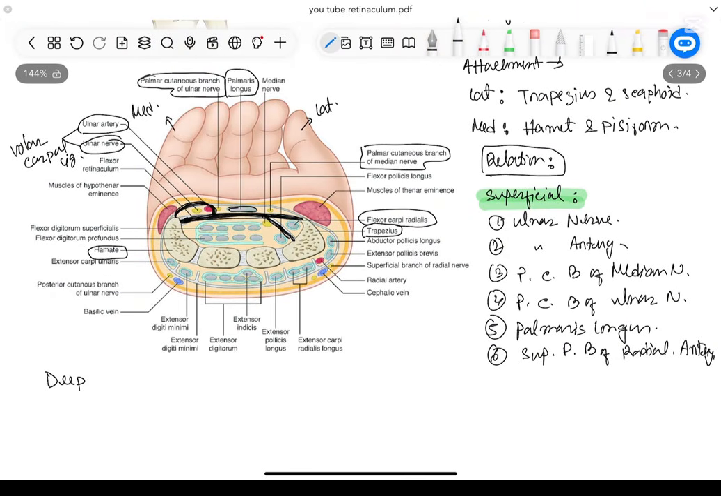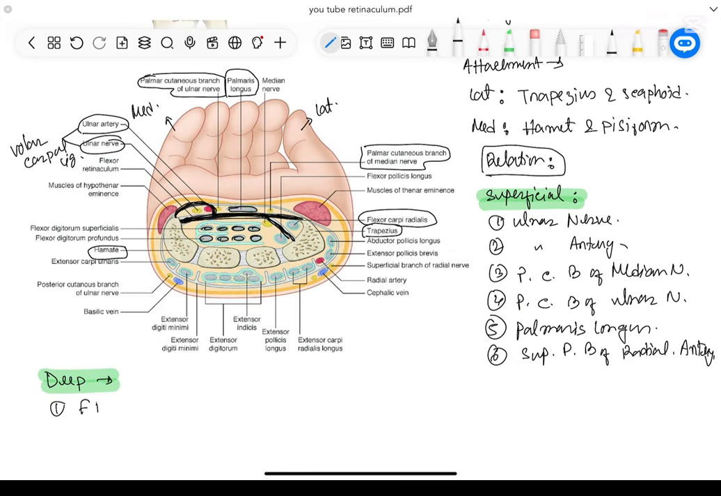Now next, of course, will come the deep structures. So what are the deep structures, or what structures are passing underneath this tunnel? You can see there are 4 slips of flexor digitorum superficialis and 4 slips of flexor digitorum profundus. They are encircled in a common synovial sheath. So what is the name of this sheath? It is called the ulnar bursa.